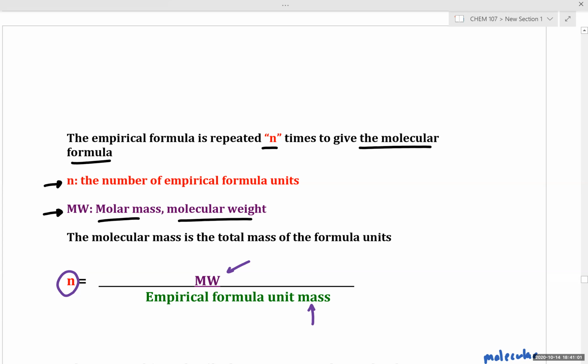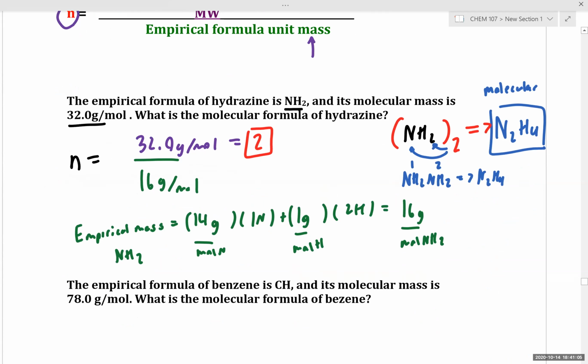So empirical mass is the same as molecular mass? The empirical mass is a very specific molecular mass. It is the mass of the empirical formula unit, while the molecular mass is the mass of our entire molecule with all of the empirical formula units in it. Does that make sense? Yes. Perfect.